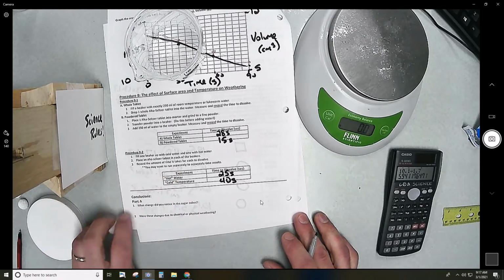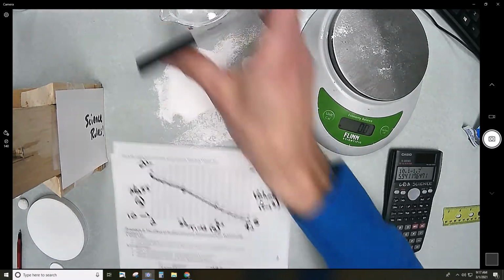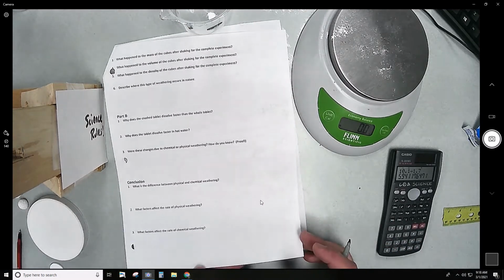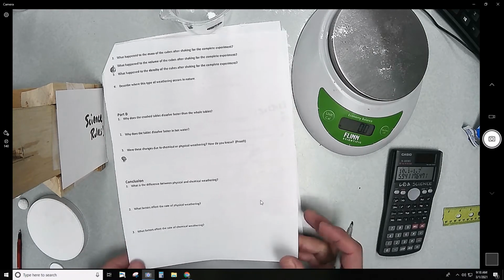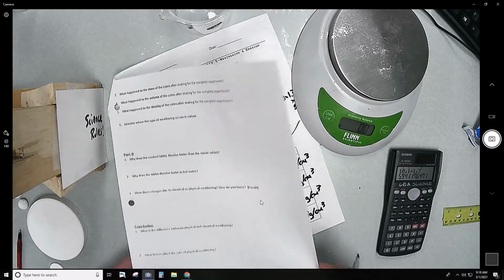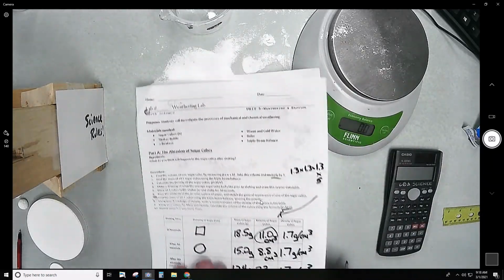And then all you guys have left are some questions. Okay, part A questions, part B questions, and then some conclusion questions regarding this whole entire thing. Okay. Now, if you have any questions about the questions, just let me know. But I basically have done the whole lab for you, and now all you got to do is fill it out.